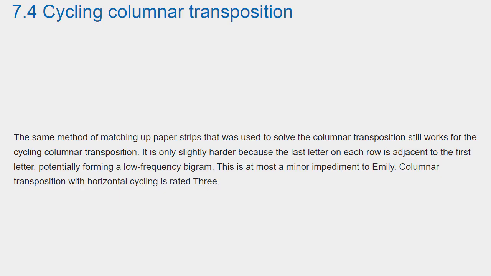The same method of matching up paper strips that was used to solve the columnar transposition still works for the cycling columnar transposition. It is only slightly harder because the last letter on each row is adjacent to the first letter, potentially forming a low-frequency bigram. This is at most a minor impediment to Emily. Columnar transposition with horizontal cycling is rated 3.